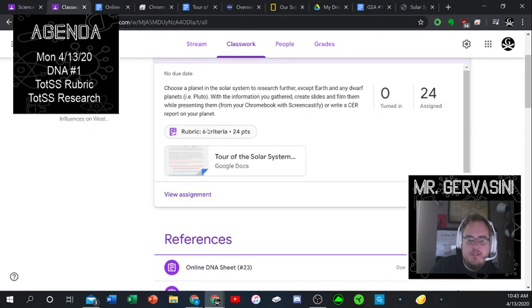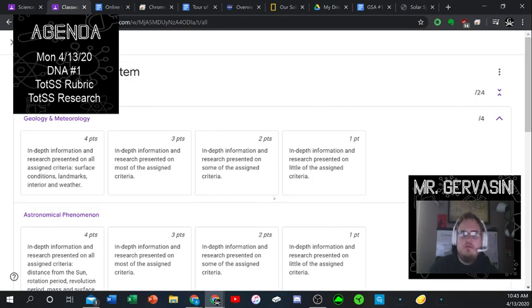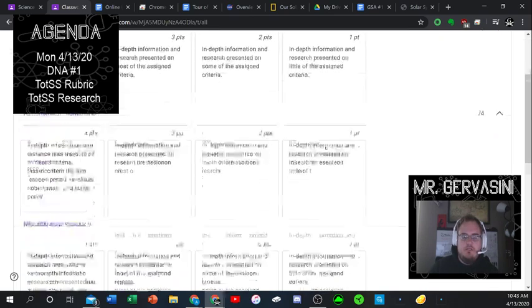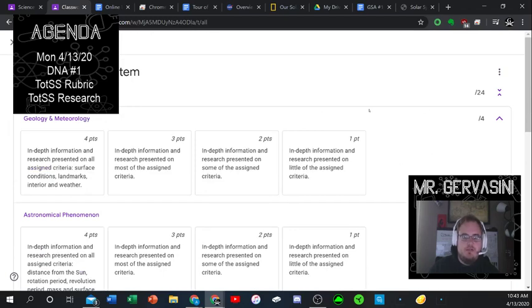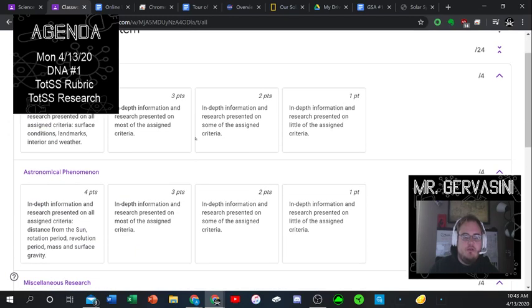Your rubric for this assignment. There are 6 criteria. It's going to be up to 24 points. Each strand is worth 4 points, and there are 6 strands total. The first one is geology and meteorology. That means you do research on surface conditions, landmarks, interior, and weather. How in depth you are, and whether you hit each of these criteria.